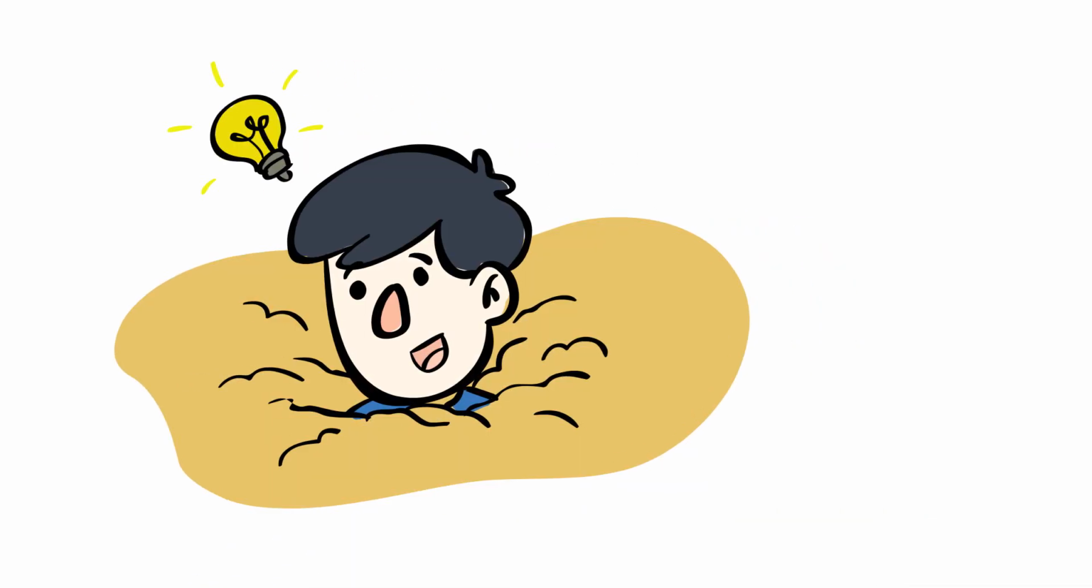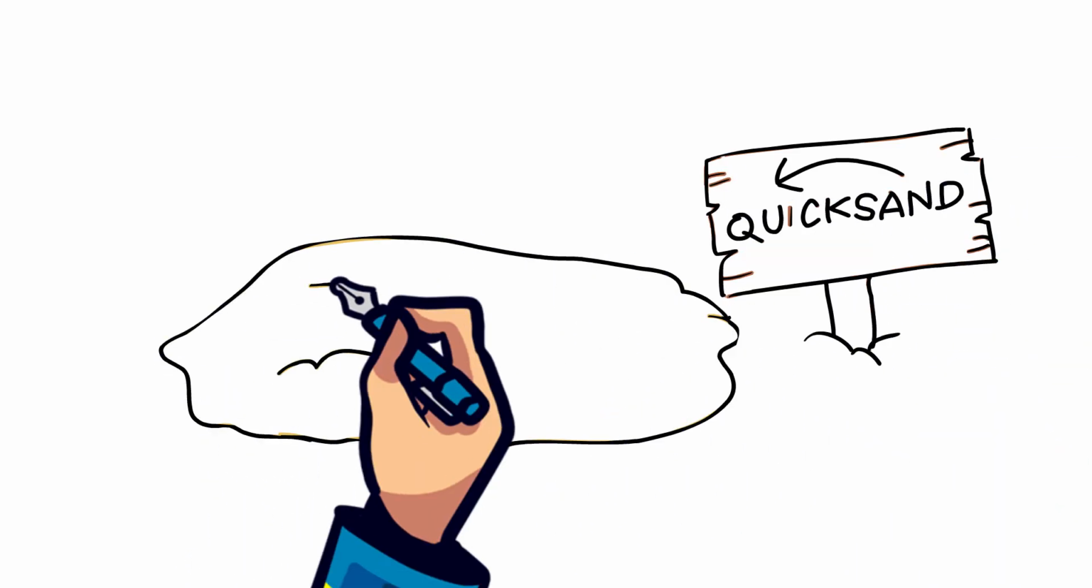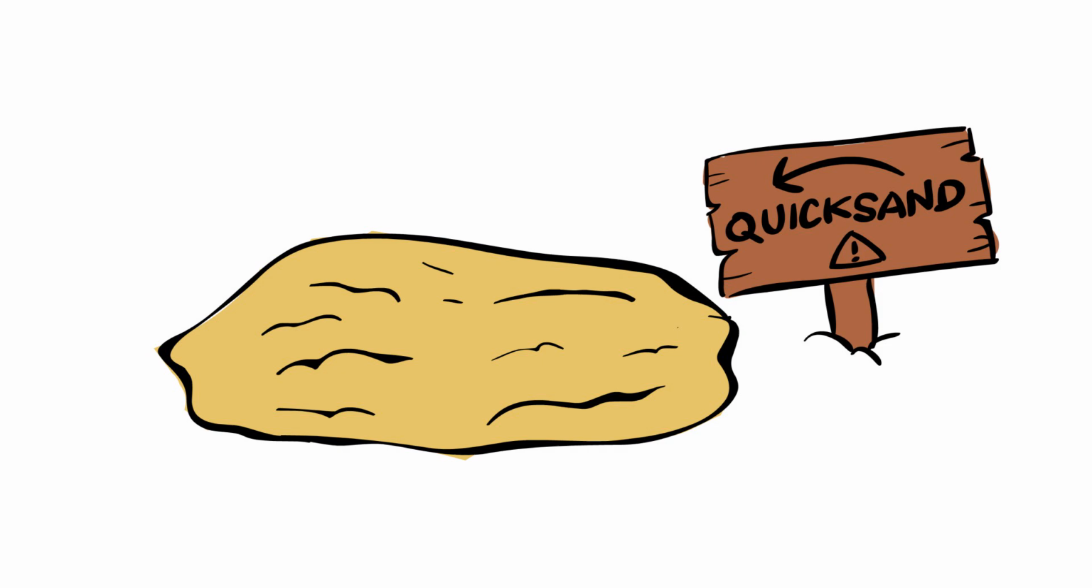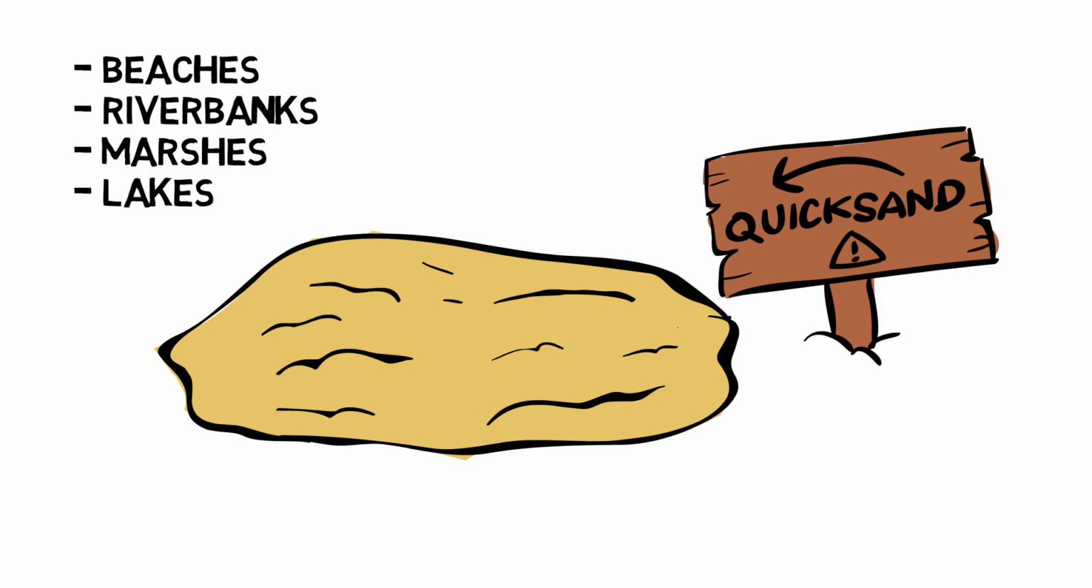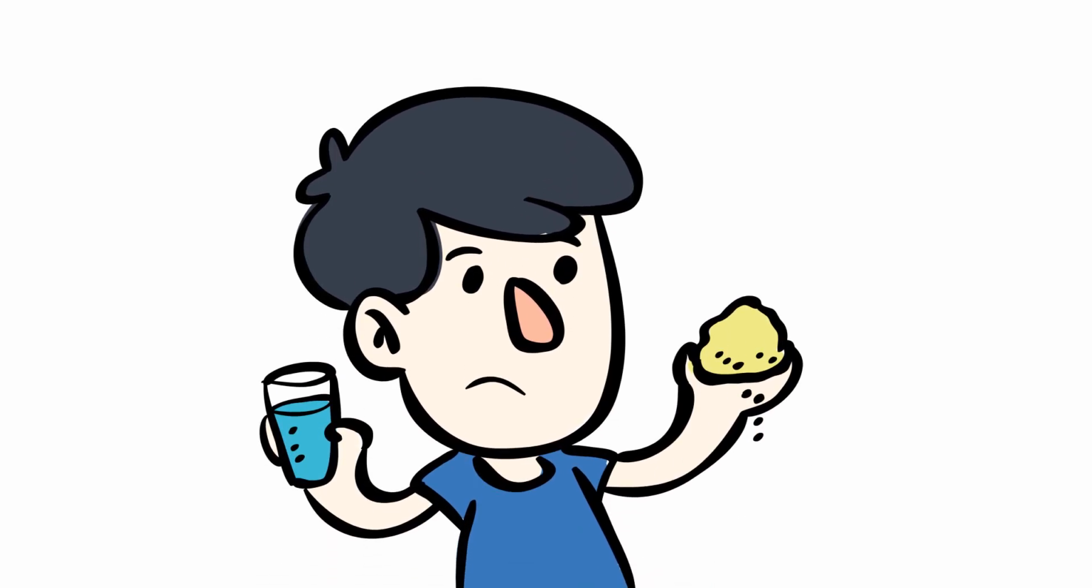Quicksand, surprisingly, is just ordinary sand saturated in water. Since quicksand needs water, it's not commonly found in deserts, as you might see in TV and movies, but more likely found near a water source, such as beaches, riverbanks, marshes and lakes. If quicksand is made of just sand and water, how do you sink?